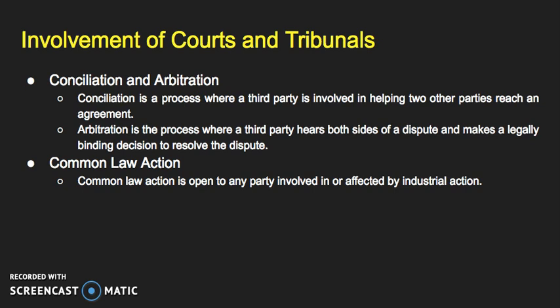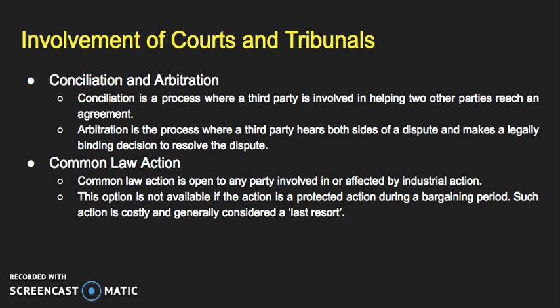We've also got common law action. This is open to any party involved in or affected by industrial action. This option is not available if the action is a protected action during a bargaining period. Such action, the common law action, is costly and generally considered a last resort.